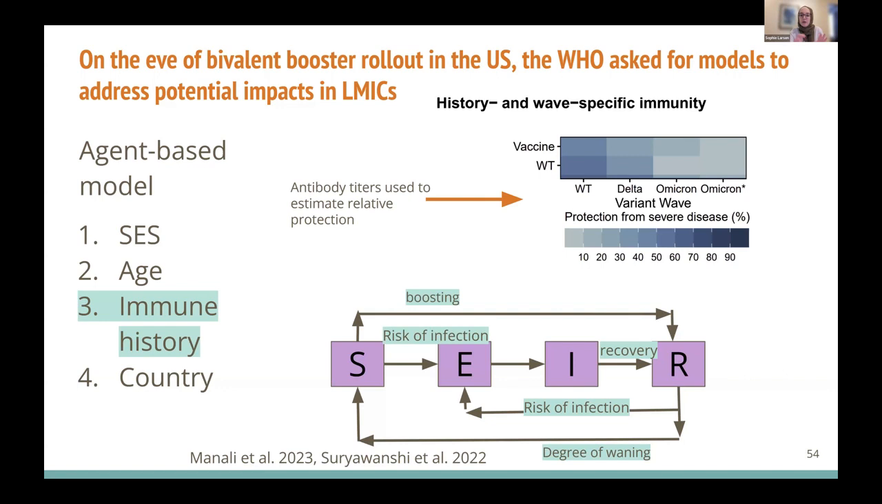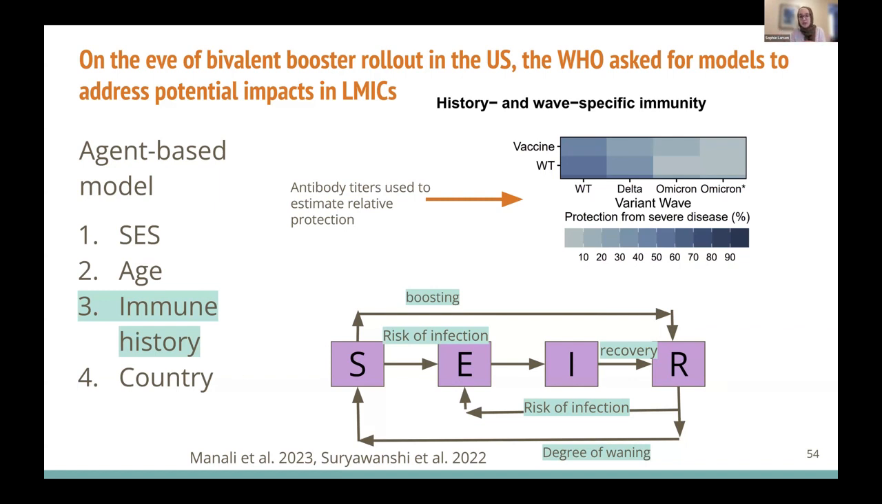In the upper right, this is showing basically on the rows, we're showing someone's immune history. So the first row, I've had just a vaccine. The second row, I've had just a wild type infection. And then as you go across, we've got different variant waves. So against wild type, you might have one level of protection, a really dark color, because you had wild type and you're really well protected against it. By the time you get to Omicron or Omicron star, which is sort of our hypothetical new variant in this model, you might be pretty poorly protected because of the distance.